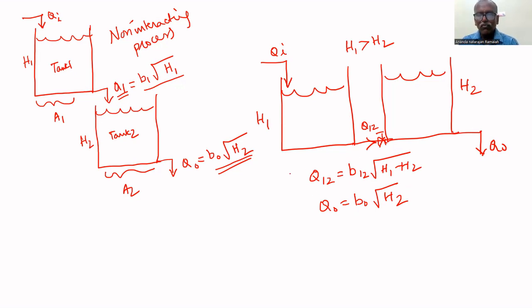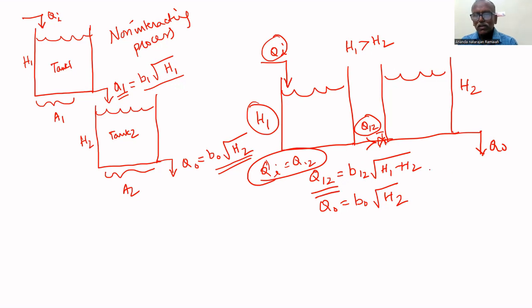if the inflow rate equals the outflow rate, that is QI equals Q12, then only the level in H1 will be constant. Any change in Q12 will affect the level H1. Similarly, any change in QI also will affect the level H1. Q12 is a function of H2. That's why any change in H2 will affect H1. That is called interaction. But it is not so in the first case. That's why it is called non-interacting.